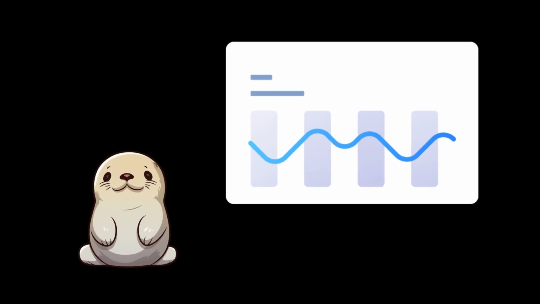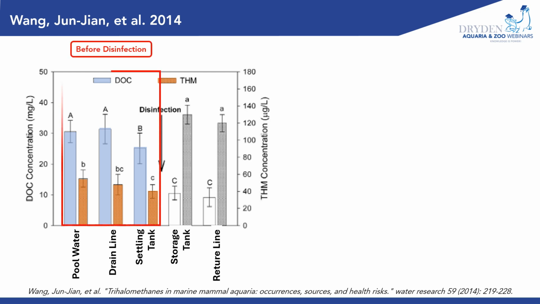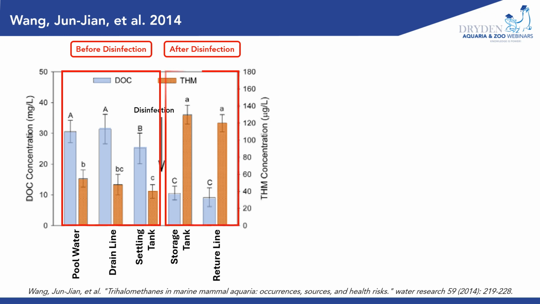Yes, I do. Here is a graph comparing dissolved organic carbon and THM concentrations in different locations. It shows that the concentration of dissolved organic carbon is highest before disinfection. But once chlorine is added, THM levels spike. Therefore, the more precursor material that can be removed, the lower the potential of THM formation. Do you have any more to show us?